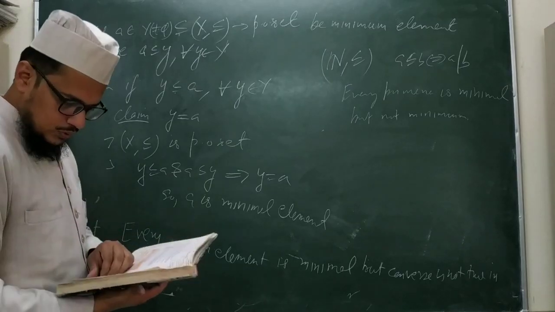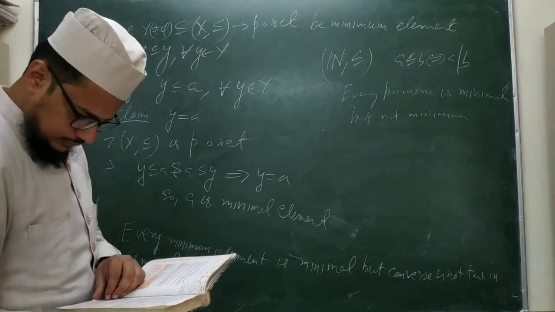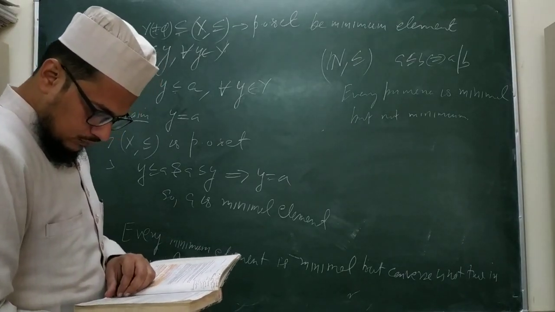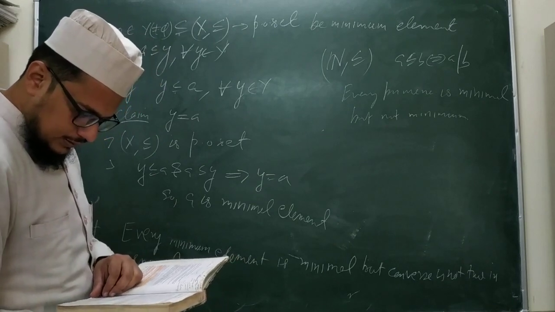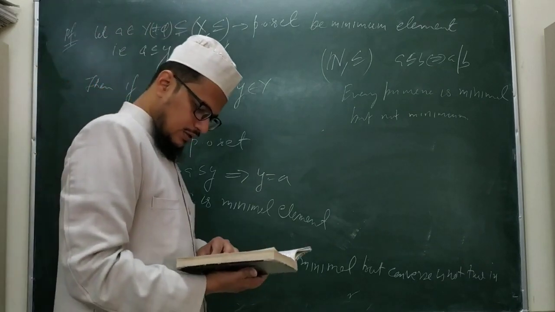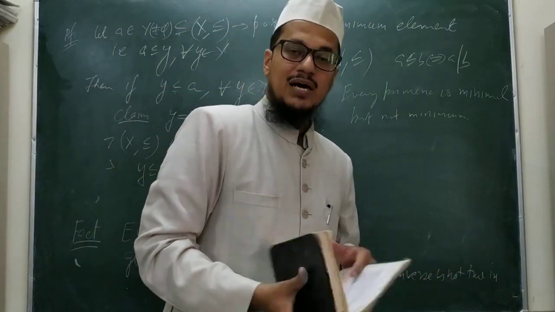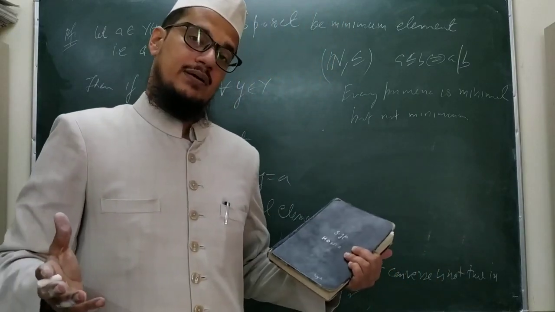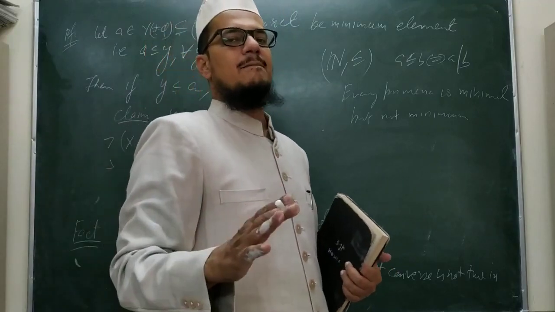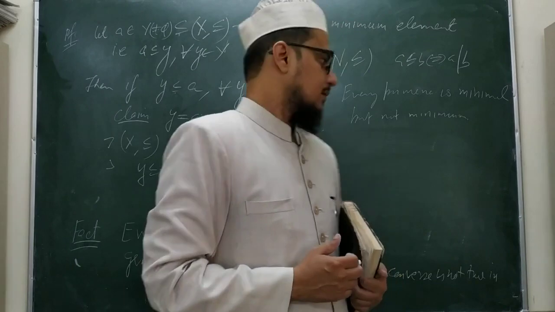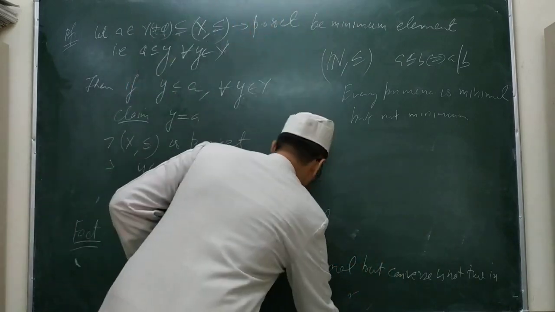Now we move to our next result. If Y, a subset of a partial ordered set, is totally ordered, then the terms minimal and minimum are both the same. Correct? So we will do the same thing here.